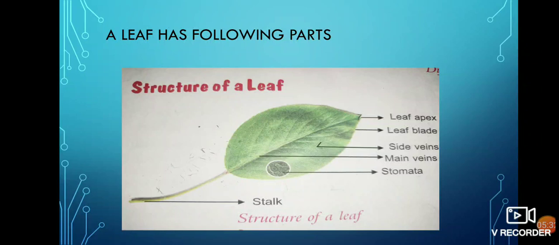In the leaves, I have told you that it takes carbon dioxide and gives us oxygen. How is it possible? Because leaves have very small pores. These are called stomata. Pores means chidra. Through these pores, leaves can take carbon dioxide during photosynthesis and give oxygen. That means it can do gaseous exchange. Understood? So you have to draw this leaf and the parts of the leaf.